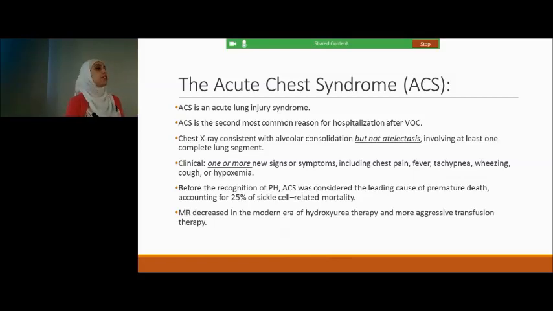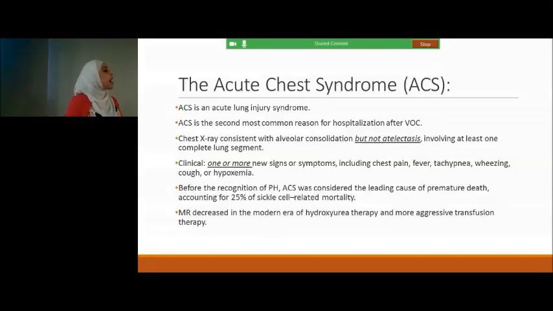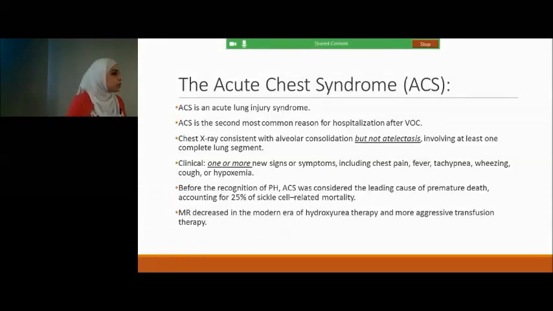So you will have the patient present with cough, with wheezing, fever, chest pain, and of course different levels of respiratory distress depending on how bad it is, with hypoxemia, retractions, and so forth. And also you need to have a radiological evidence of this acute injury.